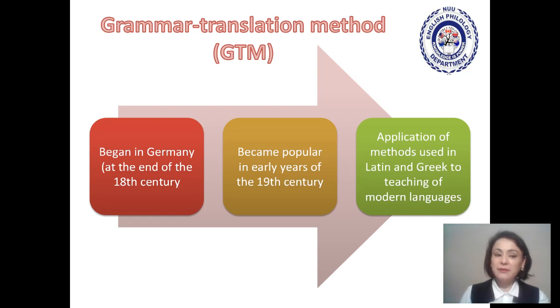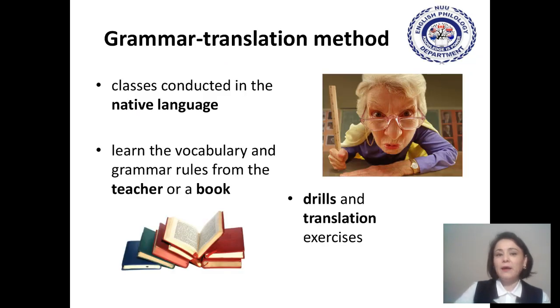This method was used in Germany at the end of the 18th century and became very popular in the early years of the 19th century. This method was applied in Latin and Greek teaching and of the modern languages. Only those languages can be taught with this method. Grammar translation method is a type of method where students can only do tasks, translation exercises and drills, and learning by heart the list of vocabulary during the lesson.